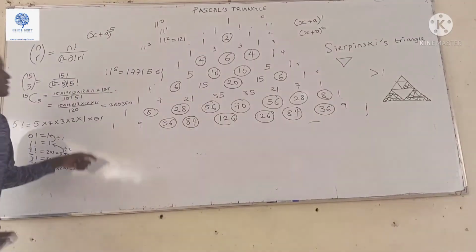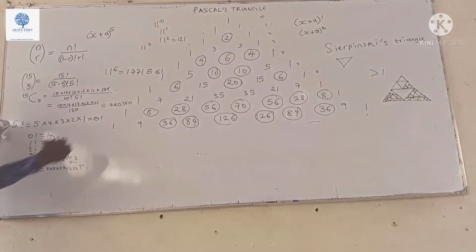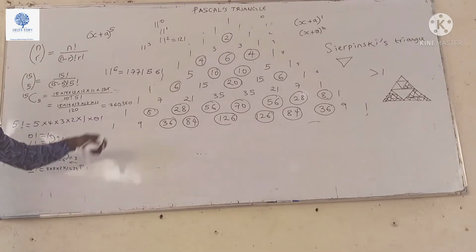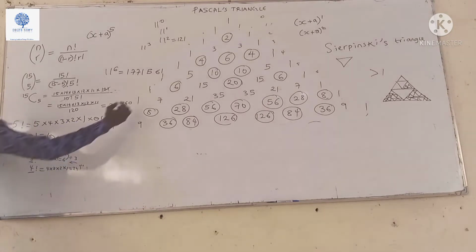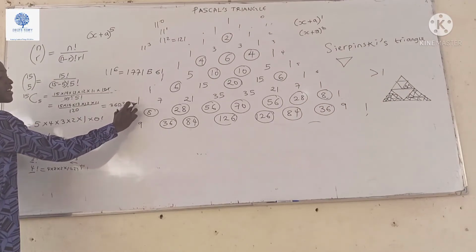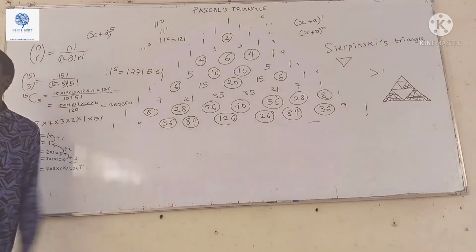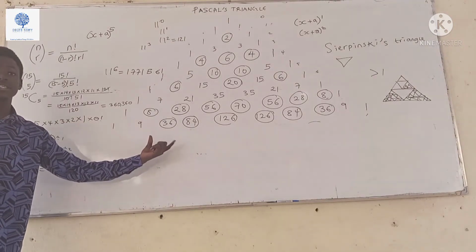So this is 360,360. Any Igbo person here shout hallelujah. So we have 360,360. There's no other zero. So the only thing is just to find it out. So you can use your calculator to get this.